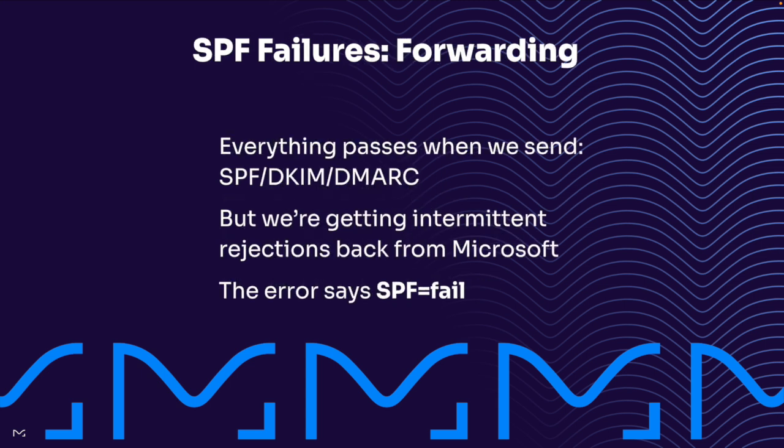Scenario number one. Let's say you're sending emails from your ESP or email newsletter platform. You've got everything configured properly for email authentication. SPF, DKIM, and DMARC are in place and working just fine, but you're still getting intermittent rejections back from Microsoft, and those rejections specifically refer to an SPF failure. So they say SPF equals fail.